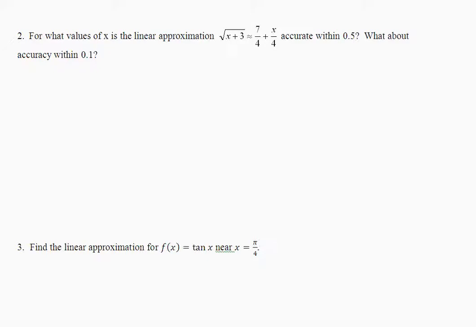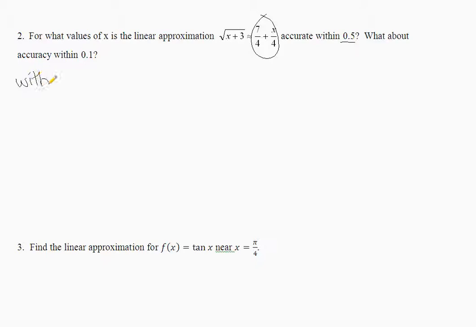So for what values of x is what we just got, here's our linear approximation, accurate within 0.5? Okay, so that's basically saying how close do you have to be to 1 where the difference of the actual function and the y value of the tangent line are within 0.5. So algebraically, how are you going to set that up?